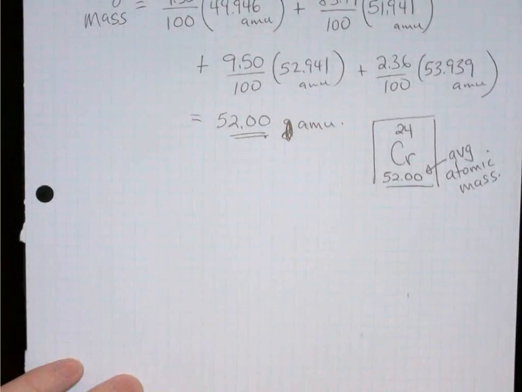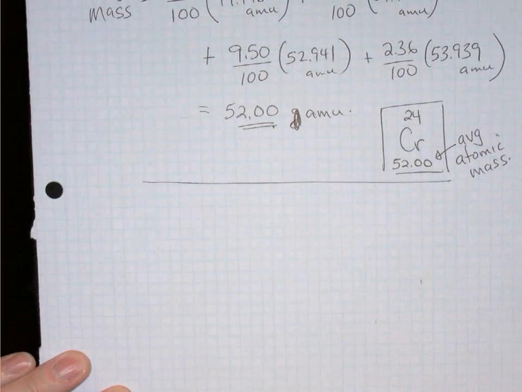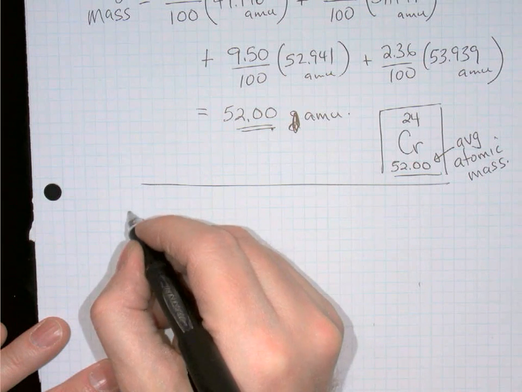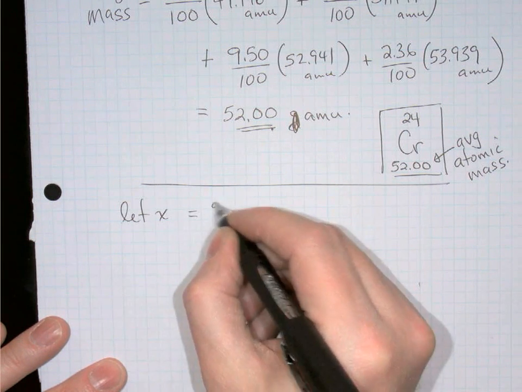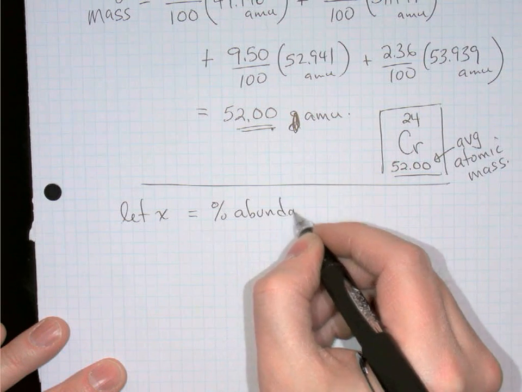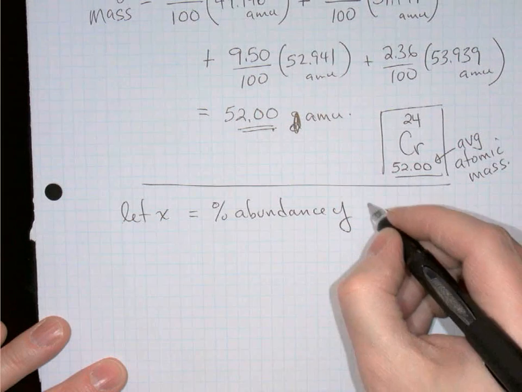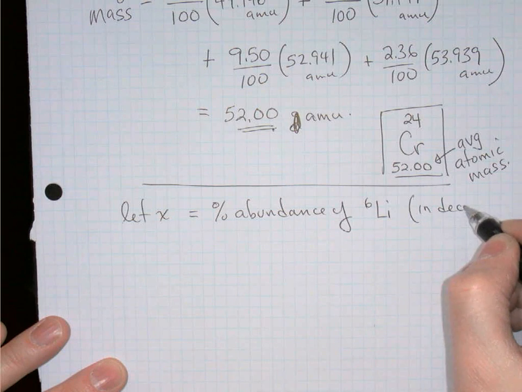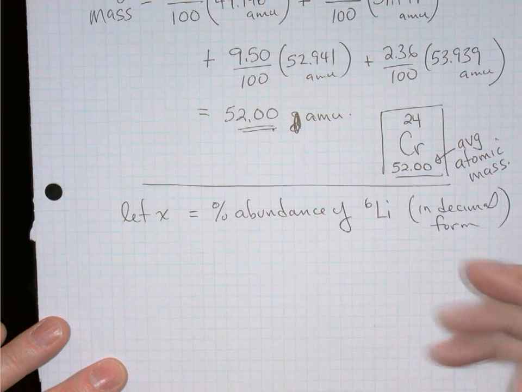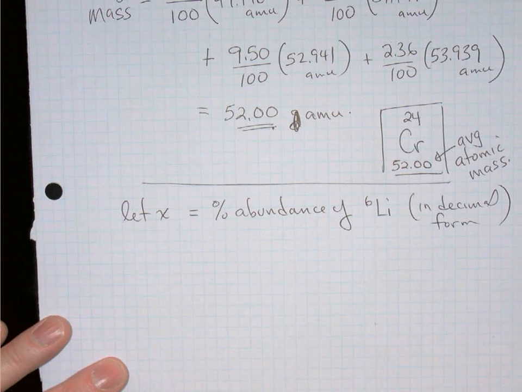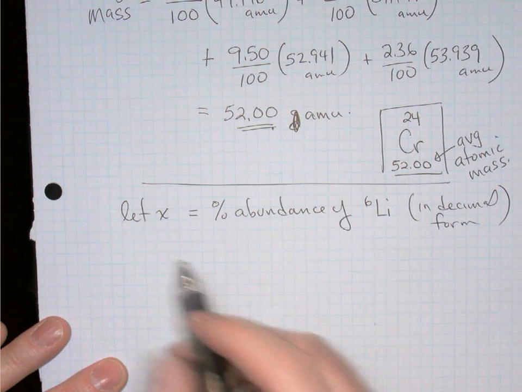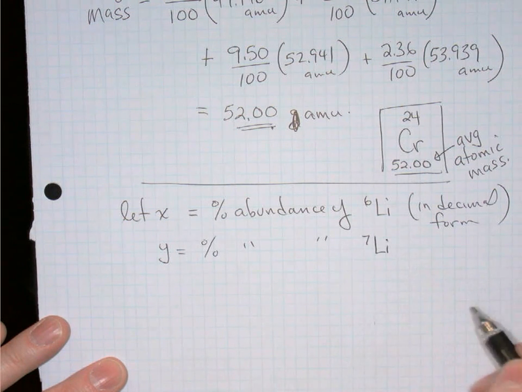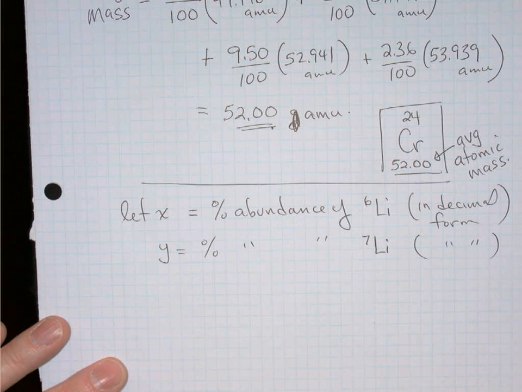To do that, I'm going to set it up like a math question. That's what we're doing here. And a very good approach, I'd want to see this on a test, is identifying variables. We have 2 variables. I'm going to say let X be the percent abundance of the first isotope, which was lithium-6. Now I'm going to simplify life for me by saying in decimal form. In other words, if it's 80%, X is going to be 0.8. That way I don't have to worry about dividing by hundreds anymore. I'm going to let Y be the percent abundance of lithium-7, the other isotope, also in decimal form.